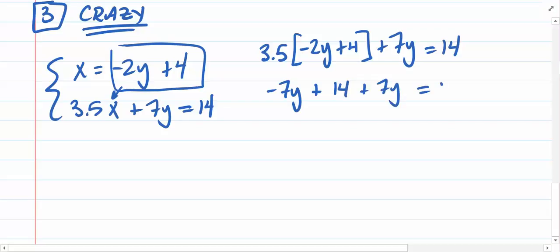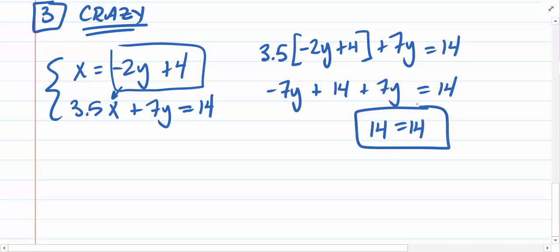Any variables that are like terms on the left-hand side of the equation? Yeah, negative 7y plus 7y cancels that. So I get this statement. I get 14 is equal to 14. What does that mean? That is a dependent system. That's infinitely many solutions, okay? That's something crazy. So if you get a true statement, you can infer that there are infinitely many solutions.